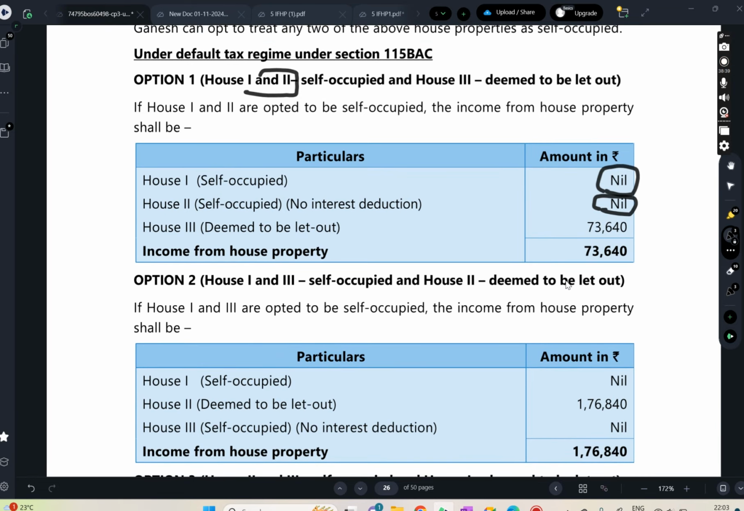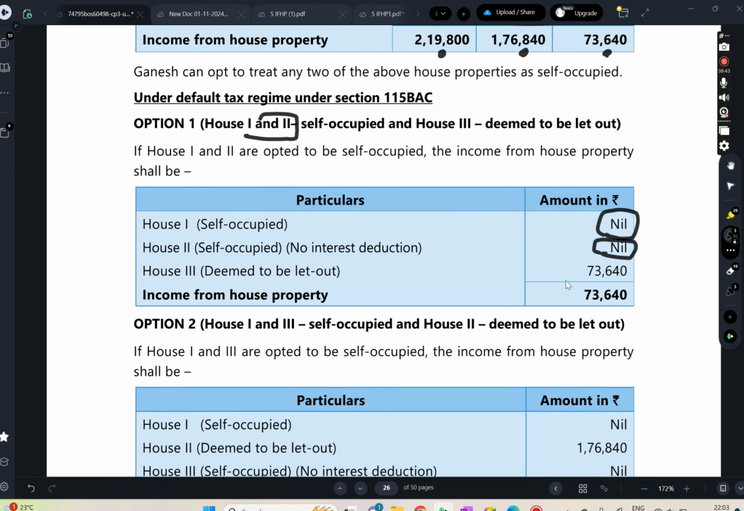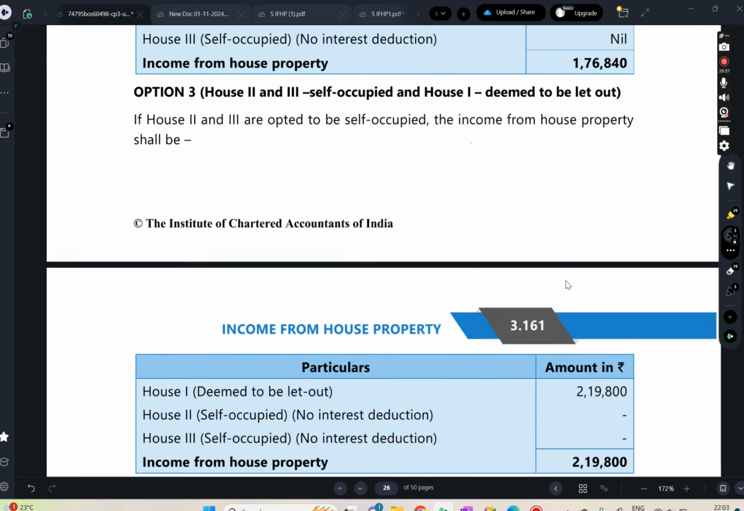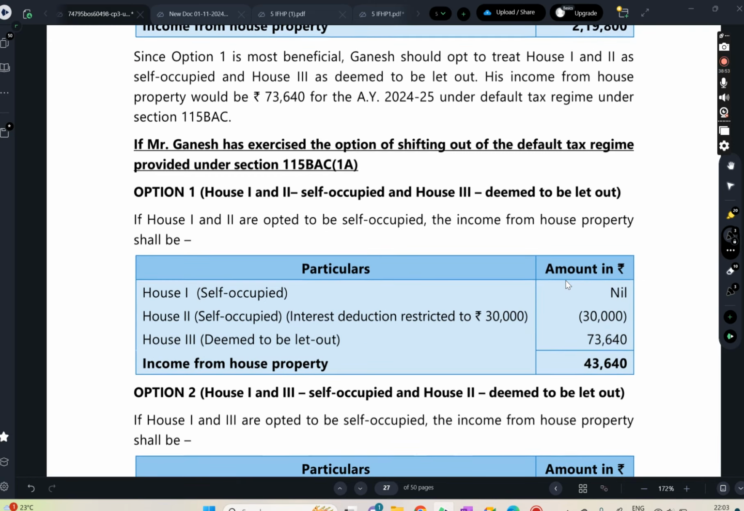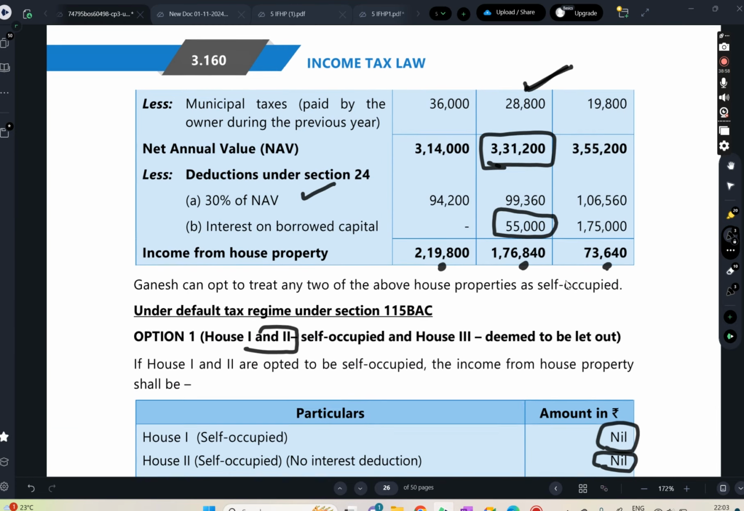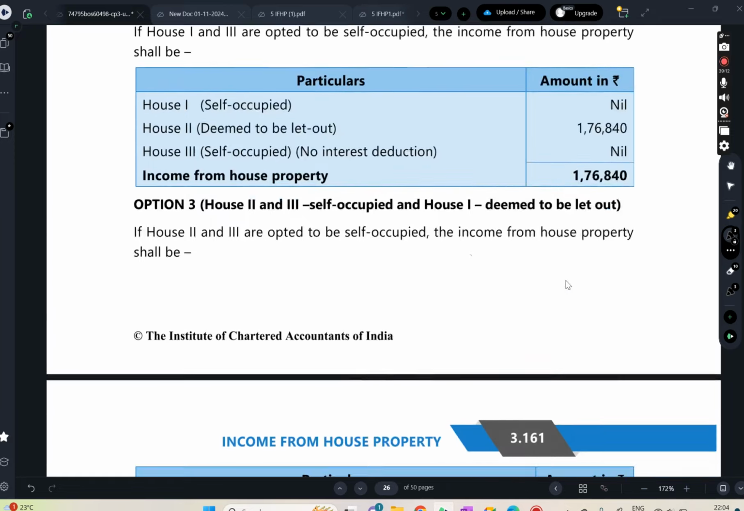Okay, just a second. So whatever is in the first one, this is under section 115BAC, which we did not discuss. I need to check that, because it is discussed at the end. I need to check the CS syllabus also. So let's not concentrate on that.